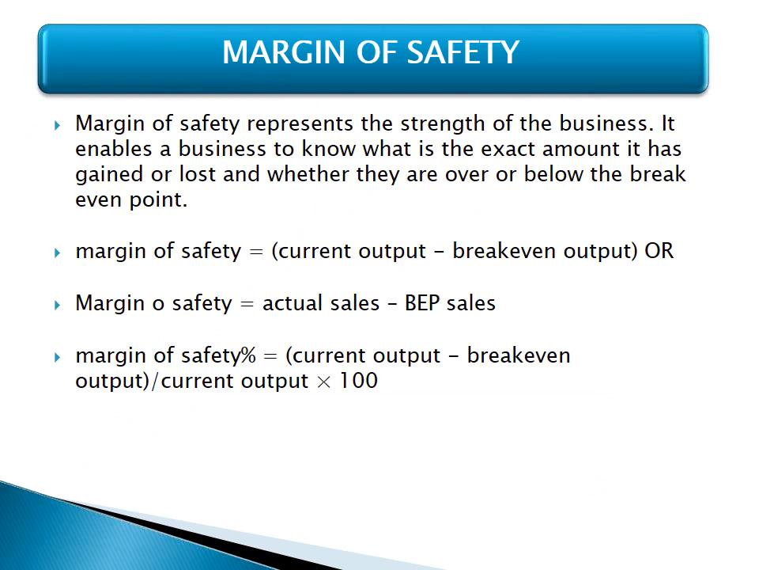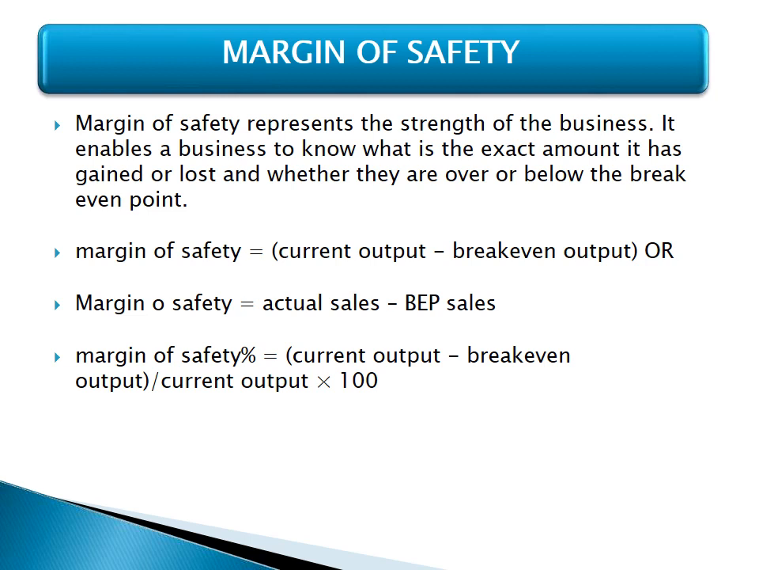Next, margin of safety. It represents the strength of the business. It enables the business to know the exact amount that has been gained or lost in the business, so whether they are over or below the break-even point or not. So margin of safety is equal to current output minus break-even output, or margin of safety is equal to actual sales minus break-even point sales.